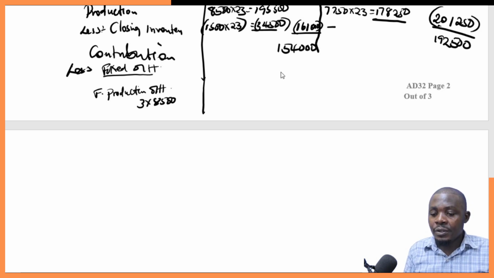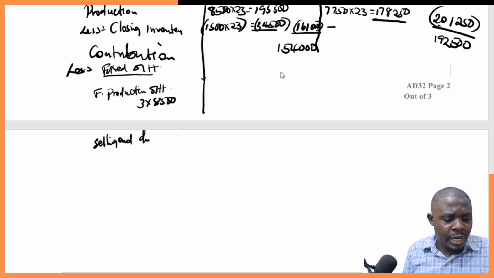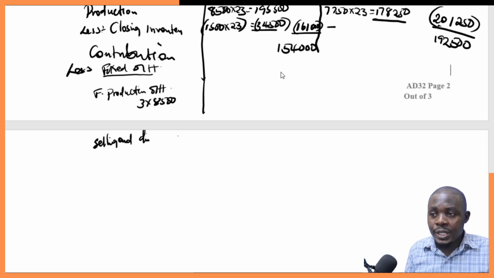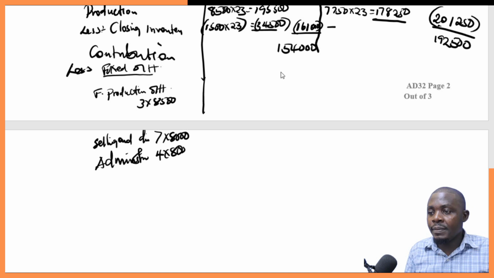And then we have also selling and distribution. We had variable and fixed. I guess I can just take the total, which is just 7. 7 multiplied by 8,000. Remember the 8 million we are talking about. And then we have administration, administrative, also we have 4 multiplied by 8 million.